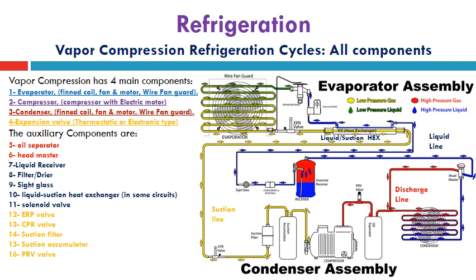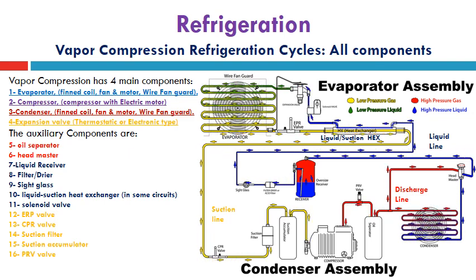These colors are actually used in actual cycles to identify each line and its function based on this color code: yellow for suction line, red for discharge line, which is at maximum temperature and very hot, and you must not put your hand on any part of this line, and finally the liquid line, which is identified by blue color.